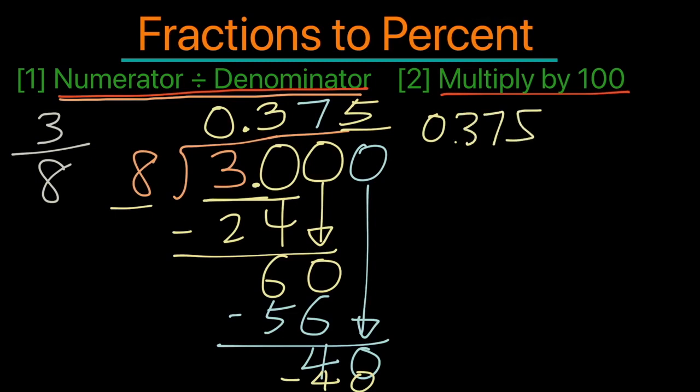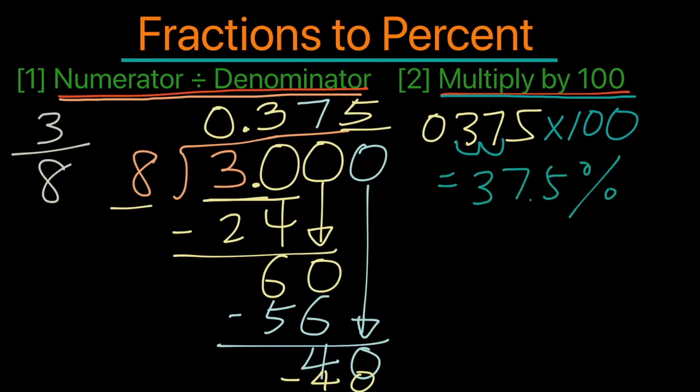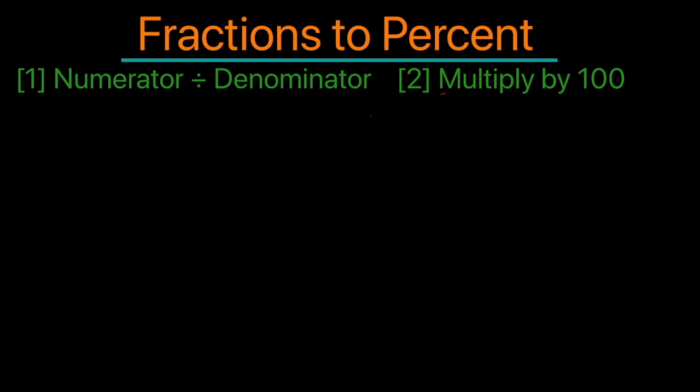And then the next step will be multiplying by 100. The reason why we're multiplying by 100 is because percent is per 100. So we're multiplying this number by 100. And when you multiply by 100, you're basically moving the decimal 2 places to the right, and that gave us 37.5%. And that is the answer. Now what about this question?